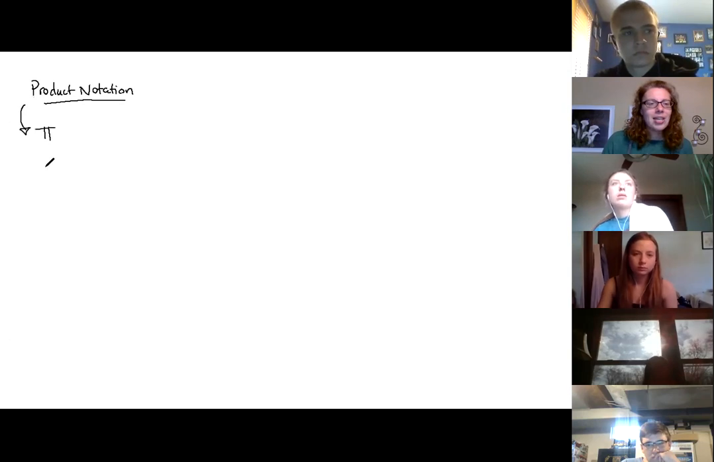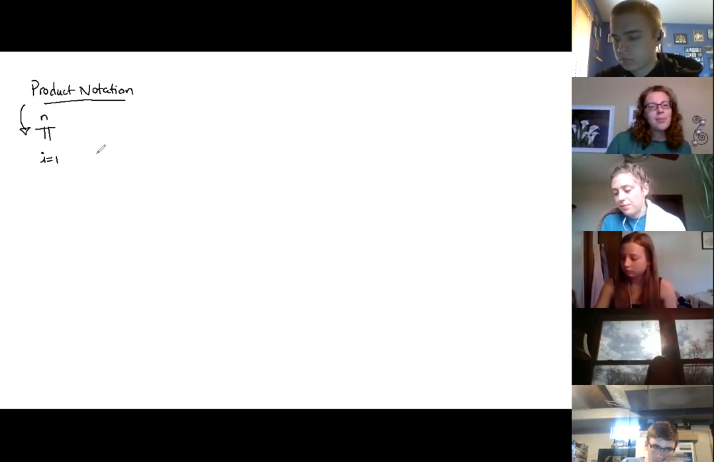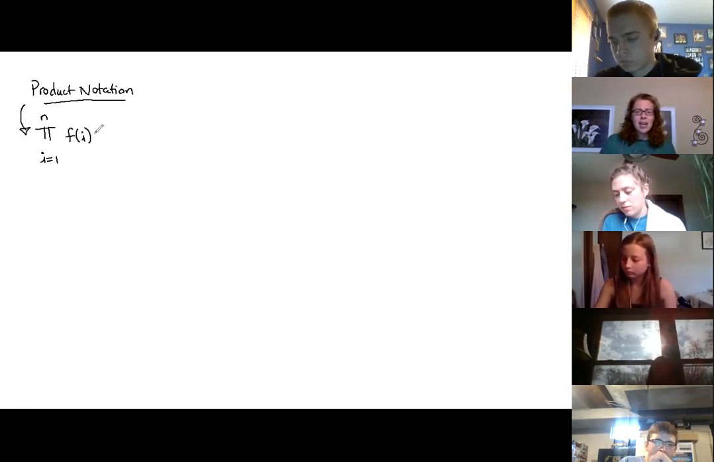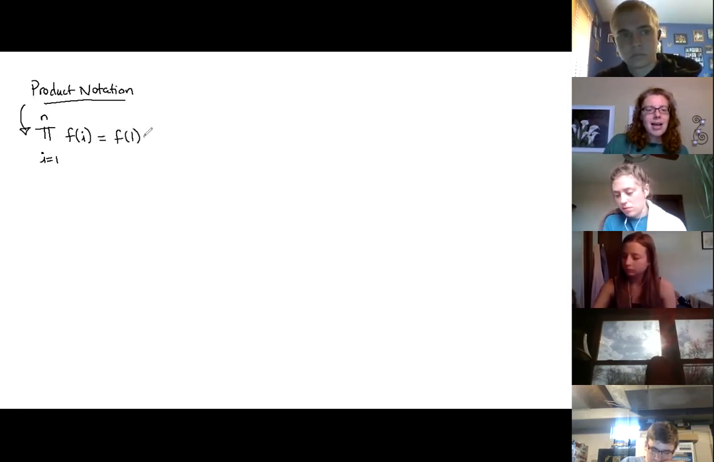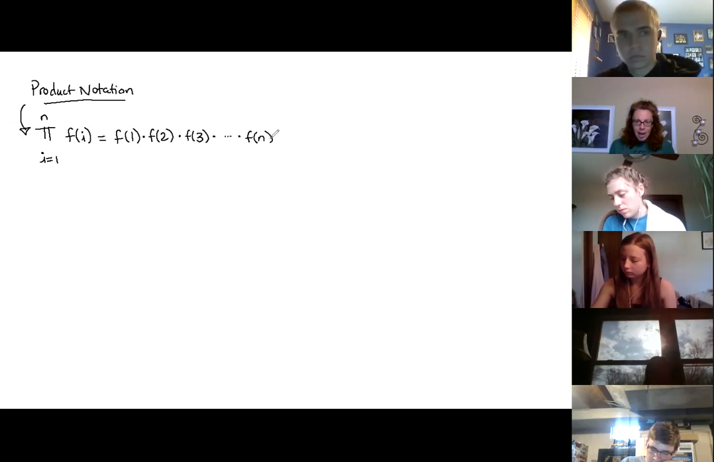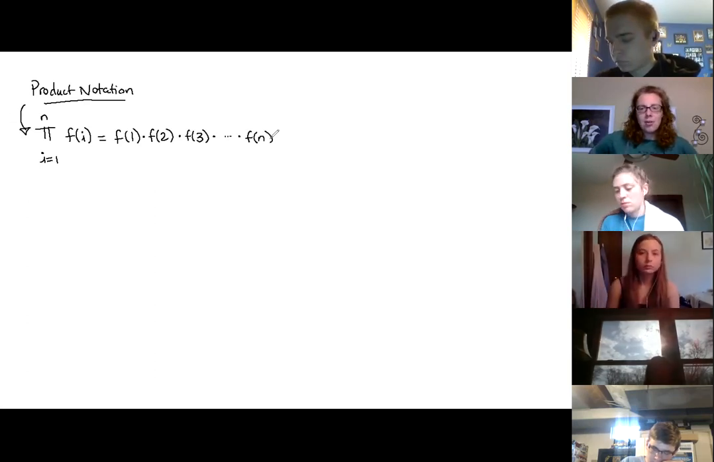So product notation is a pi. We can do i equals 1 to n. That's my product notation. And I'm just going to put a function f of i here. You can have anything in here that you want. What this is doing is multiplying everything with your different values of i. So this is f of 1 times f of 2 times f of 3 times a bunch of dots times f of n. It's product notation instead of summation notation. Summation notation just means add everything up. Product notation just means multiply everything together.